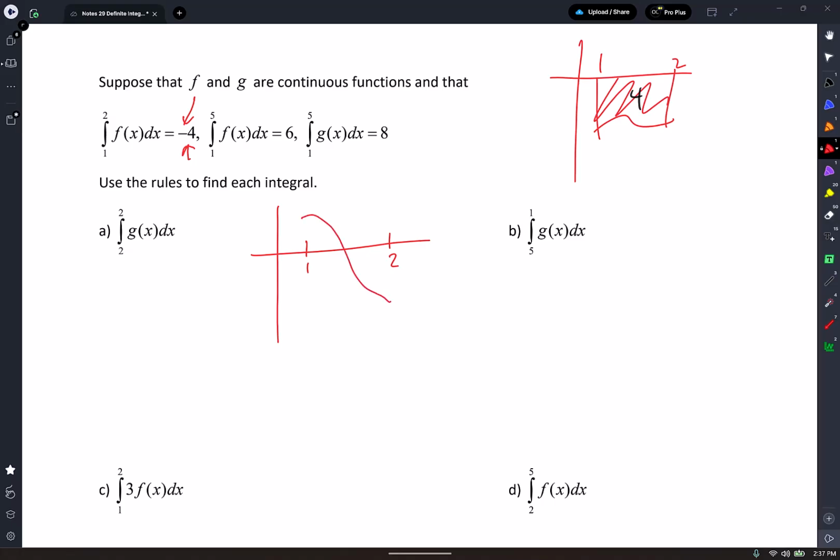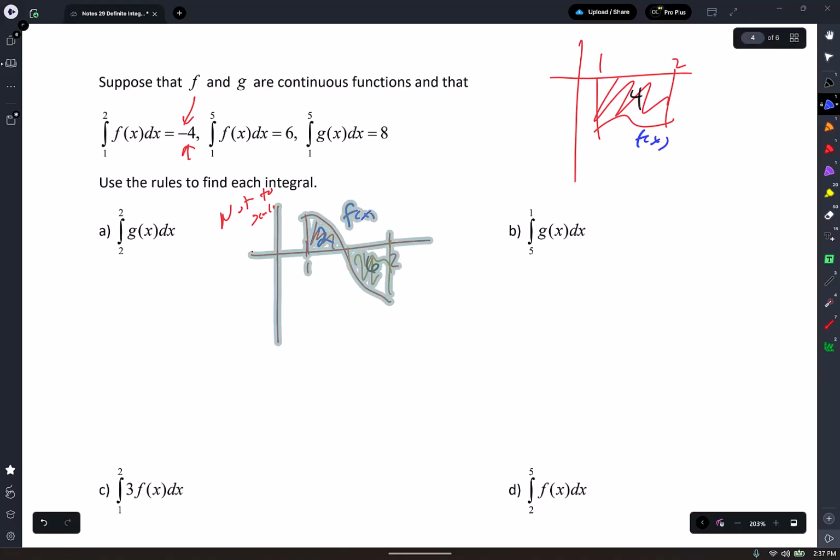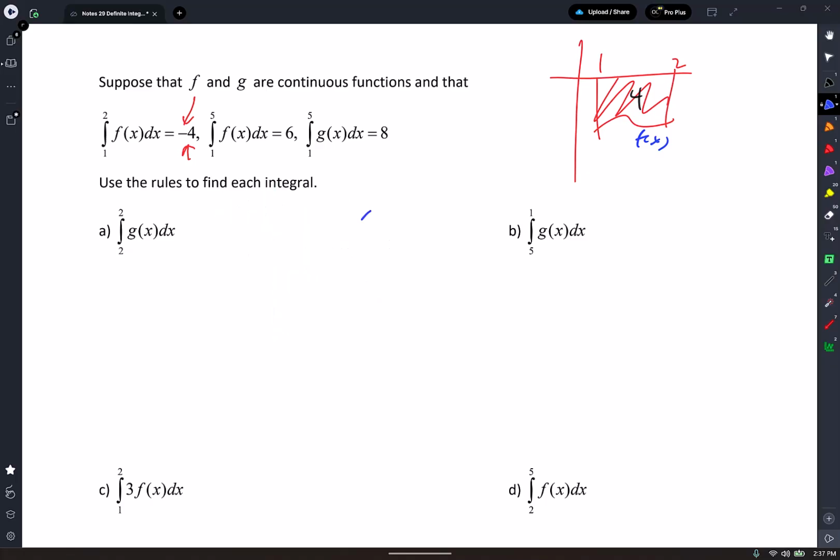Or it could be, like here's 1, here's 2, and it could look like this, where, and I know I'm exaggerating, not to scale, this area here is 6, and this area here is 2. It could be like that. Do you guys see that? Okay, that's just something for you to note, where I call this f of x. I'm going to erase this because it's not part of this. So those are just the properties.